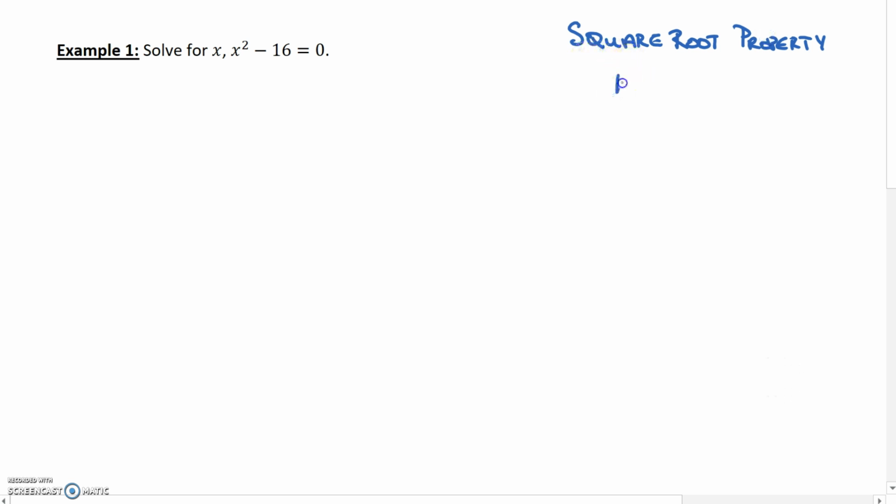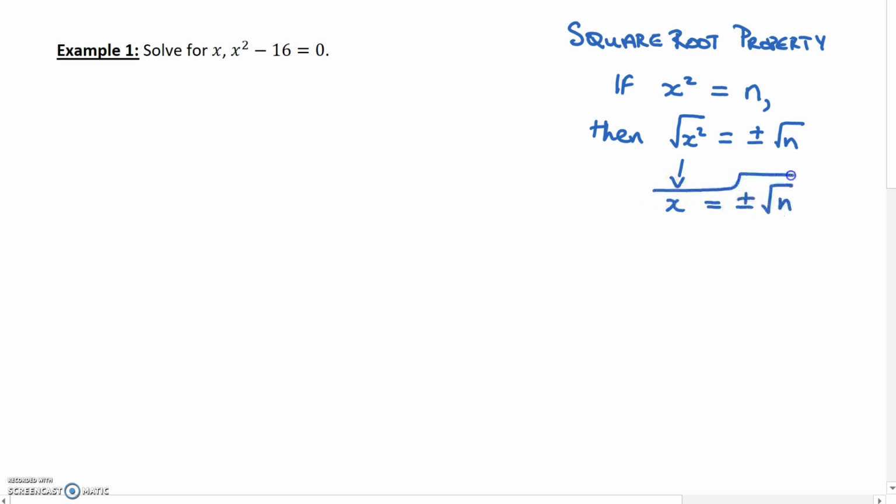Basically what it says is, if x squared is equal to some number, and we'll just use n for number, then what we can do is say that the square root of x squared, which should be x, is equal to plus or minus the square root of n. Okay? So x is equal to plus or minus the square root of n. That's the conclusion of it, and that's what's very useful.